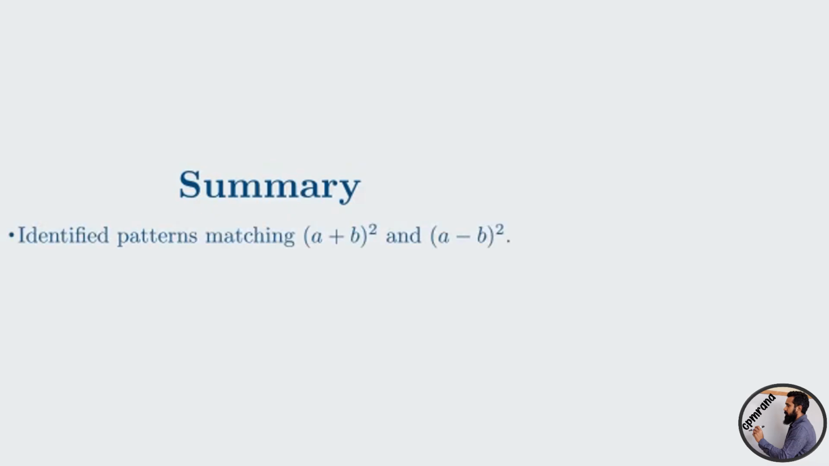Today, we've seen how algebraic identities like (a plus b) squared and (a minus b) squared are not just formulas to memorize, but powerful tools to simplify complex expressions and solve numerical problems efficiently. Keep practicing these patterns, and soon you'll be able to simplify even the most daunting expressions with ease. Great job today!